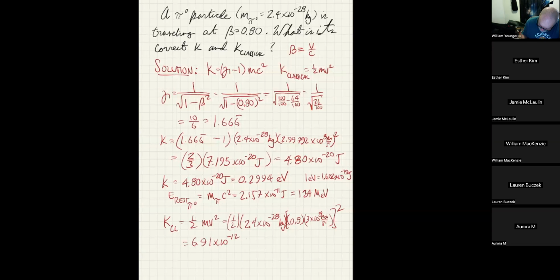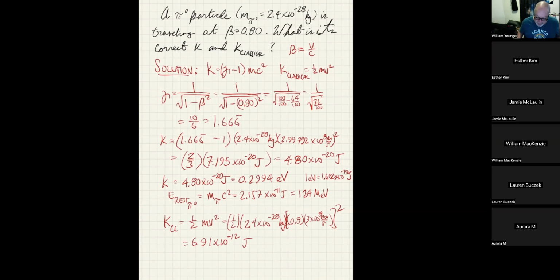Ten to the negative 12th joules. And our kinetic energy came up to be 4.80 times 10 to the negative 20th joules. That's a big difference. Okay, so not really sure what happened with the rest energy deal with that.